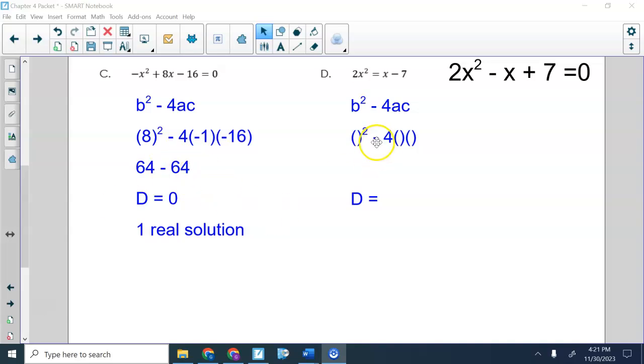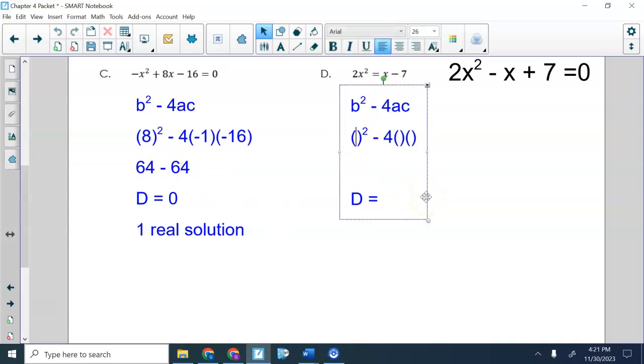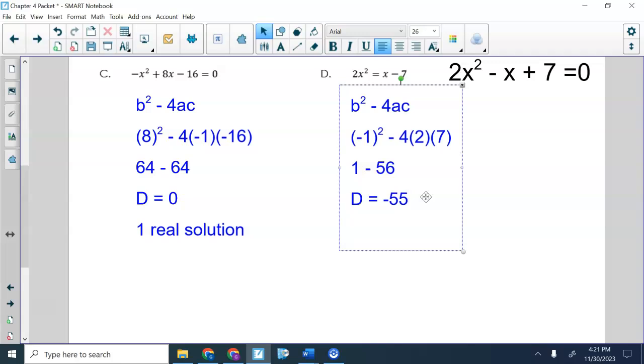Okay, and D, first thing you need to do is get it equal to 0. Then you can find what A, B, C are. A is 2, B negative 1, C is 7. So we can do negative 1 squared minus 4 times A times C. So go 1 minus 28 times 2, 56 equals negative 55. So this one would have 0 real solutions. Okay?